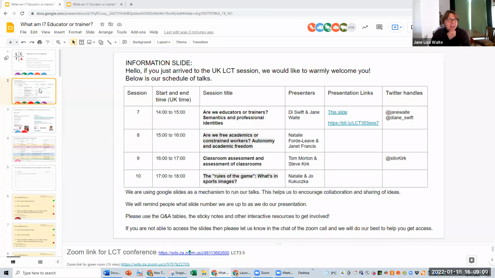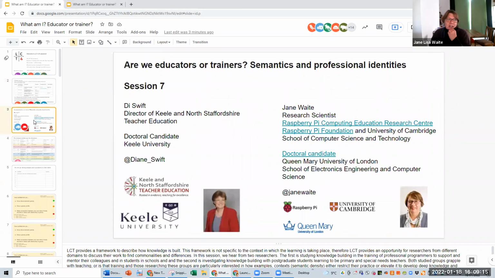But if you can join us on slide number 2, as Steve said, these are the sessions that are this afternoon, but we are on slide 3, so you can see that it's myself, Jane Waite, and Di Swift. Di, are you there? I am there, Jane. Di and I have a very conversational style of presentation, and we do hope that you enjoy it. So Di, would you like to introduce yourself?